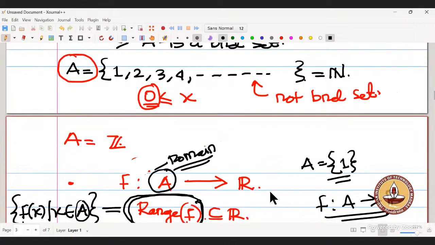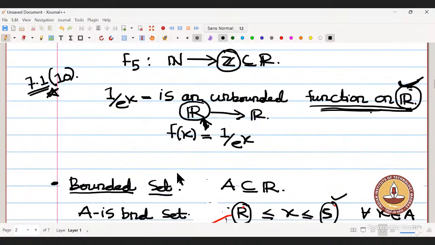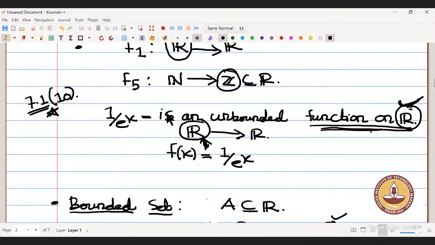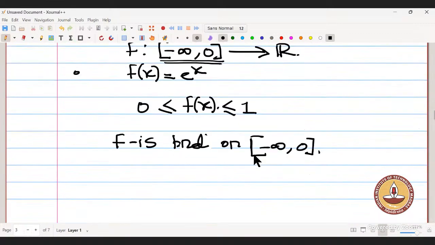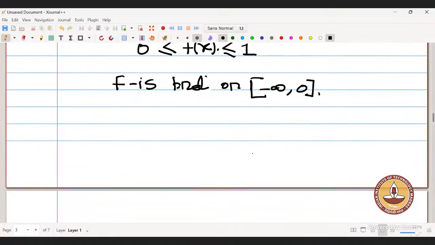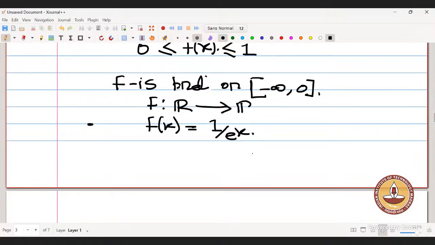Okay, let's come back to our original question. So basically what you have asked, 1 by e power x. See, is 1 by e power x a bounded function or not? So now what is your opinion about this function? Do you think this is a bounded or unbounded function on R?